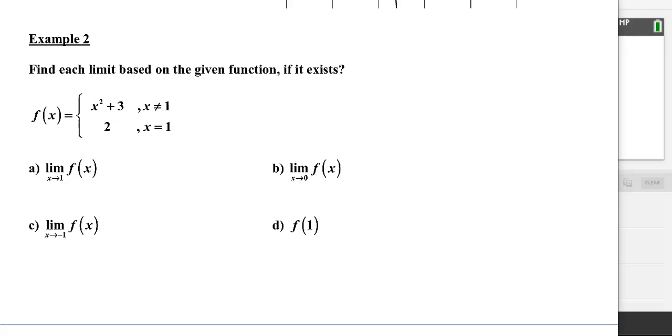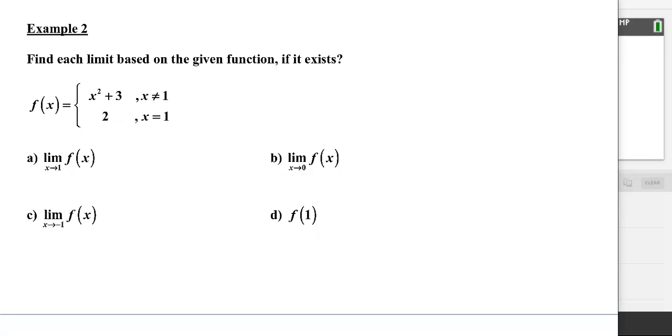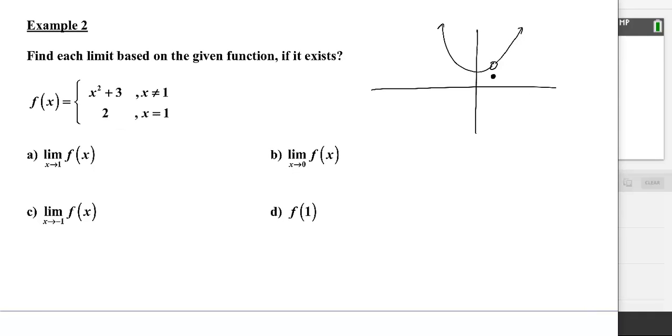So for these, find each limit based on the function if it exists. So my function is a piecewise function. I have x squared plus 3, except x does not equal 1. So let me erase 1 and put an open circle there. And at 1, it tells me the y value is 2. Well, at 1 it would have been 4, so that point should be a little bit below it. So there's kind of my graph if I want to visualize it.